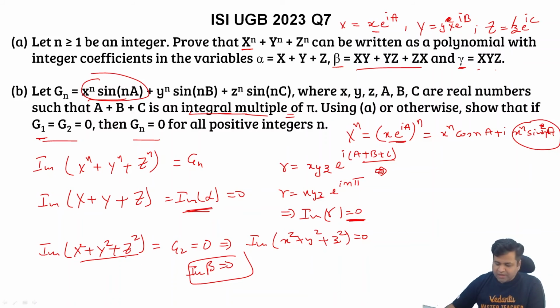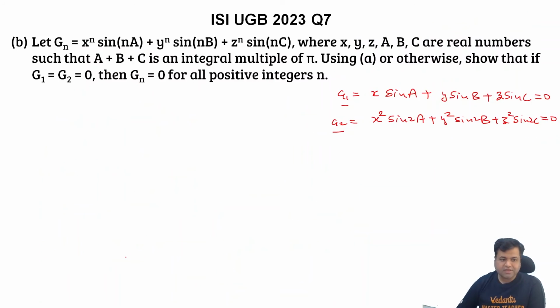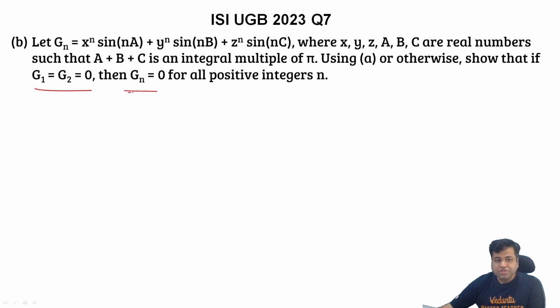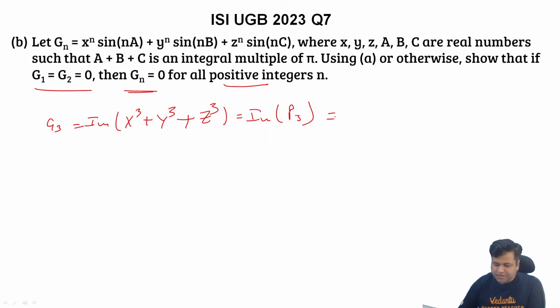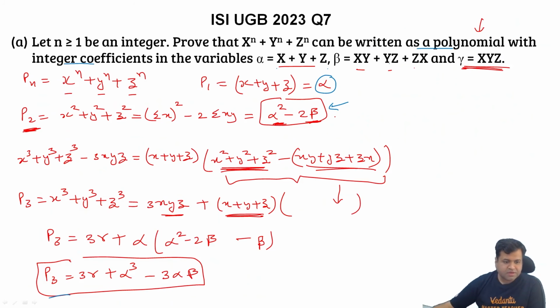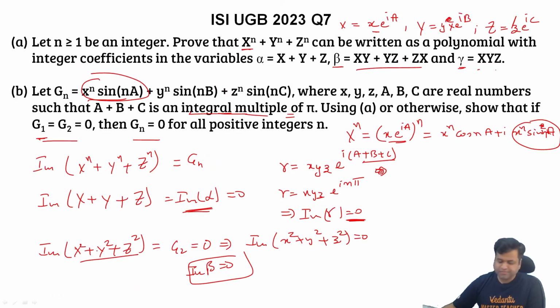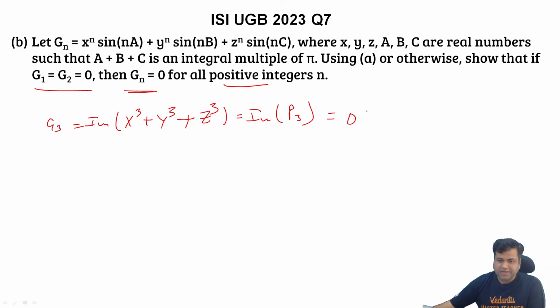अब एक चीज और देखो, अगर मैं प्रोसीड करता हूँ, अब लेट्स say अब हमें प्रूव क्या करना था कि हमें g1, g2 अगर 0 गिवन है, तो gn should be 0 for all positive integers. तो सबसे पहले हम g3 देखते हैं. g3 is nothing but imaginary part of x³ + y³ + z³, और you can say imaginary part of p3. थोड़ी देर पहले हमने p3 निकाला था. p3 याद है आपको? अब इसमें हम ये प्रूव कर चुके हैं कि अल्फा का इमेजिनरी पार्ट, बीटा का इमेजिनरी पार्ट और गामा का इमेजिनरी पार्ट 0 है. तो ऑब्वियसली फिर p3 का इमेजिनरी पार्ट भी 0 होगा. ठीक है. तो imaginary part of p3, that is g3, भी 0.